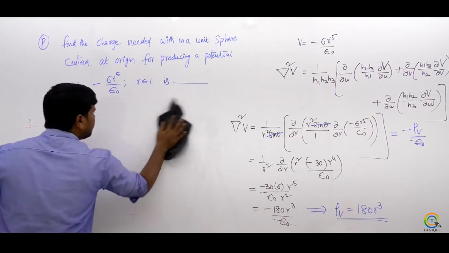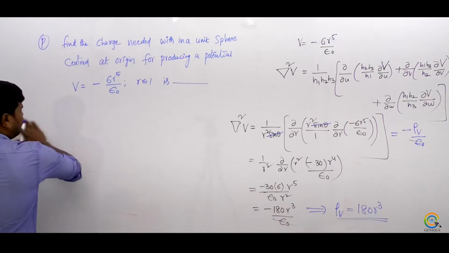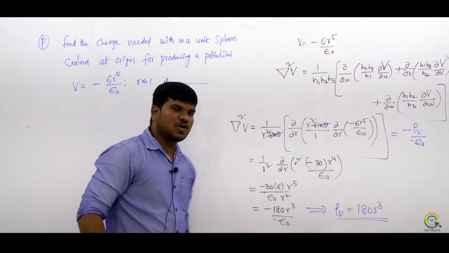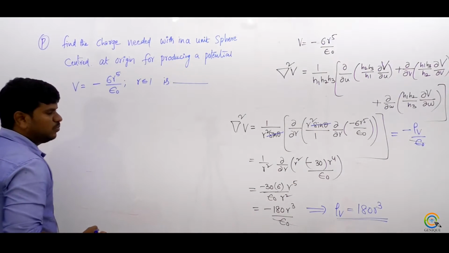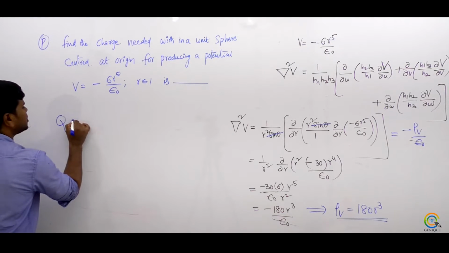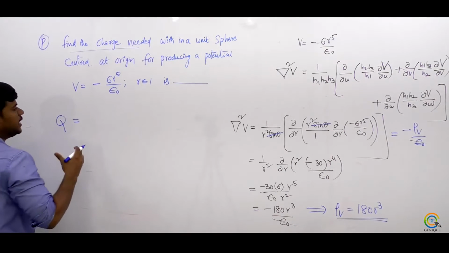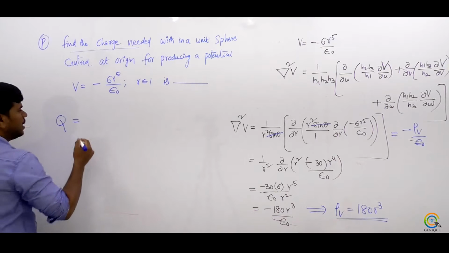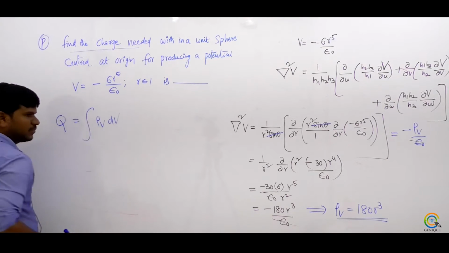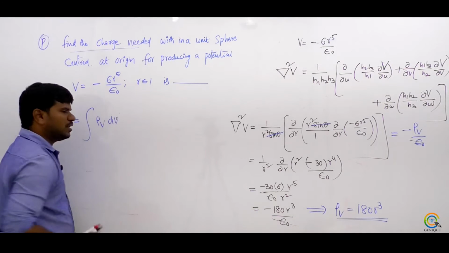Now this is del square v, and from this the rho v is obtained. What is rho v? 180 r cube. So from this, how can we find the charge? We have to find the charge needed within the sphere to produce that field. From the charge density, it is rho v dv, which is a volume integral.